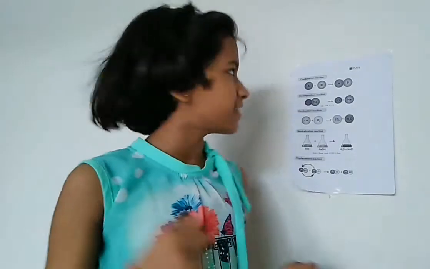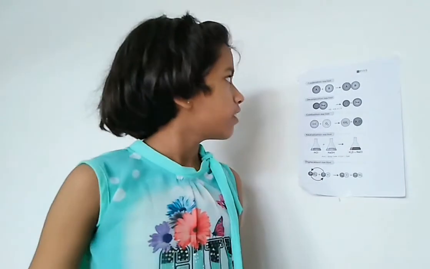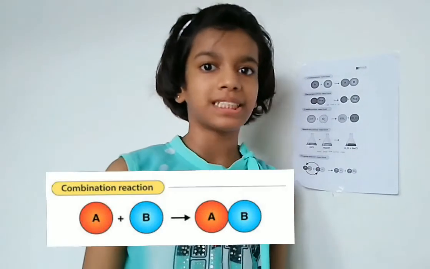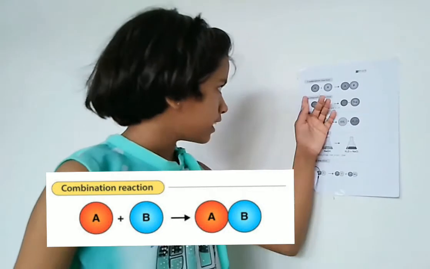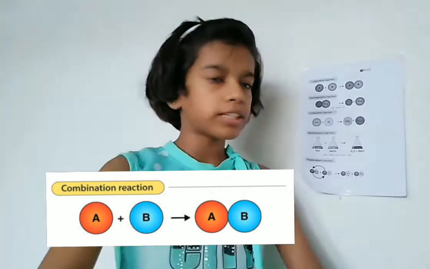So let's start. The first one is the combination reaction. It is the simplest of all the reactions. What happens in this reaction? Two substances get mixed together to make a brand new substance. So A plus B equals AB.